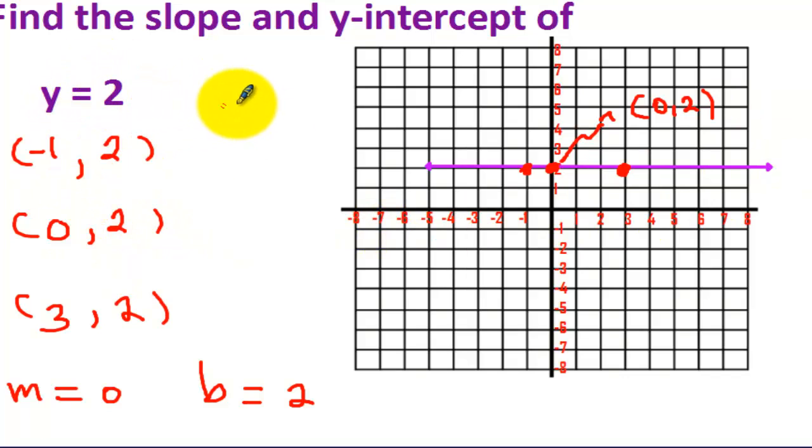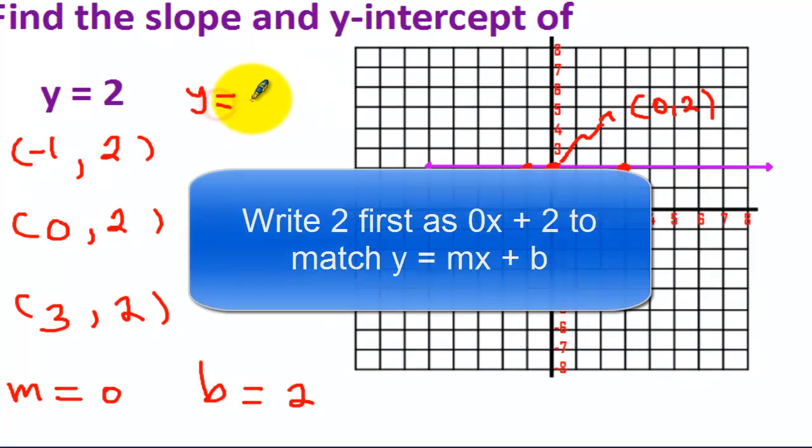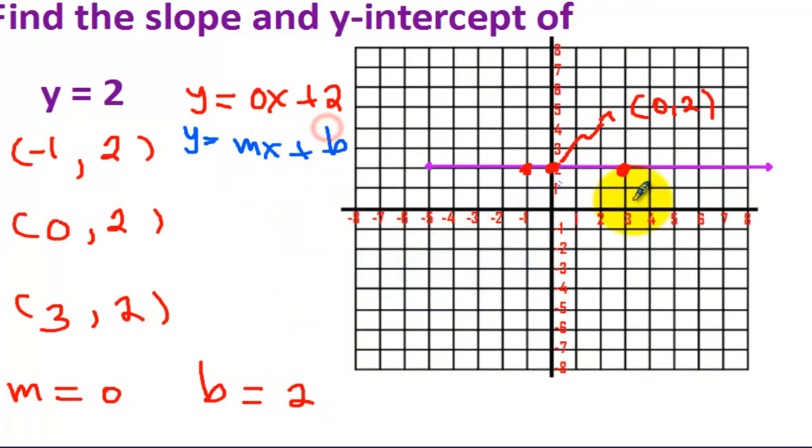From our y equals 2, we can just match this to our slope-intercept form. Our slope-intercept form is y equals mx plus b. So from here, the slope is the number beside your x. So our slope here is equal to 0, and the y-intercept is equal to 2.